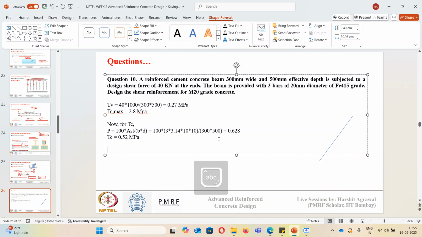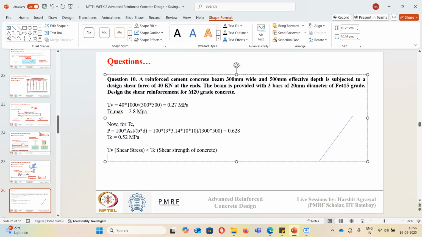Now you see tau v is less than tau c. So my tau v, the shear stress that is acting on my reinforced concrete, is less than the shear strength of concrete. This means that my concrete is enough to resist the shear.